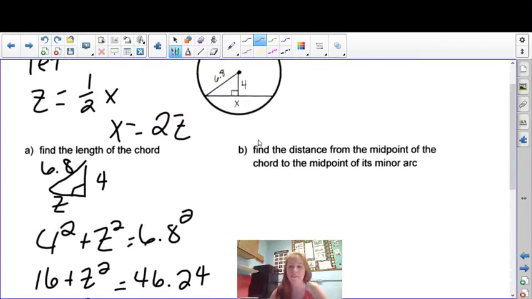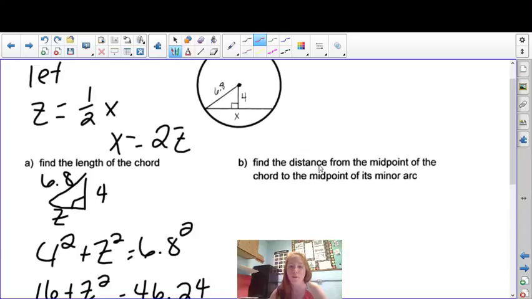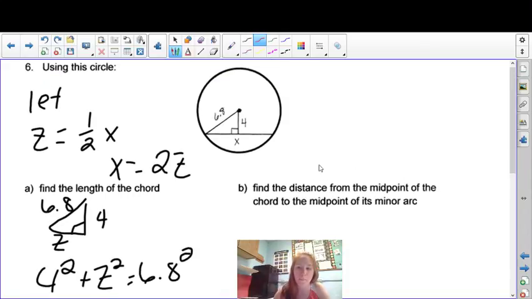Part B, find the distance from the midpoint of the chord to its minor arc. So I can't actually move the X, but we're going to pretend that the X disappeared. We're going to look for this distance here. Which, that kind of looks messy, so I'm going to try that again. And you're probably thinking, how on earth am I going to do this? This makes no sense. This is impossible. Bear with me.